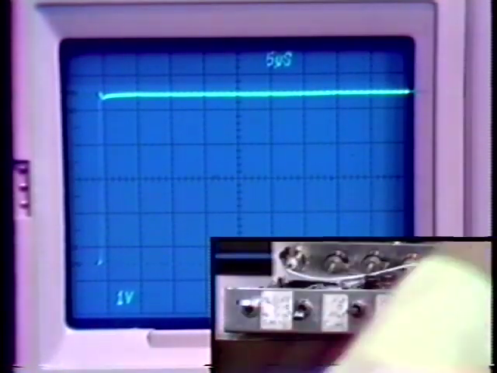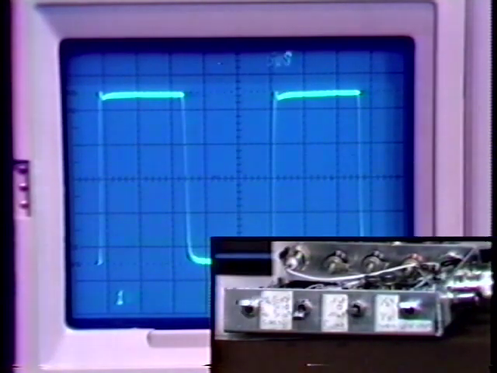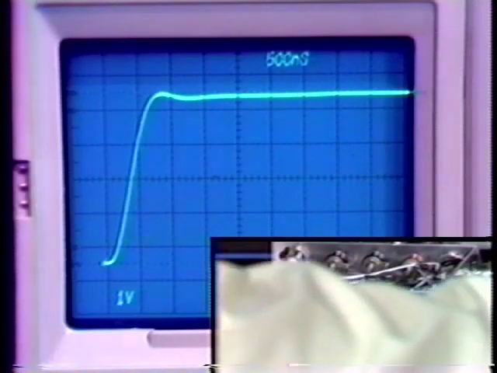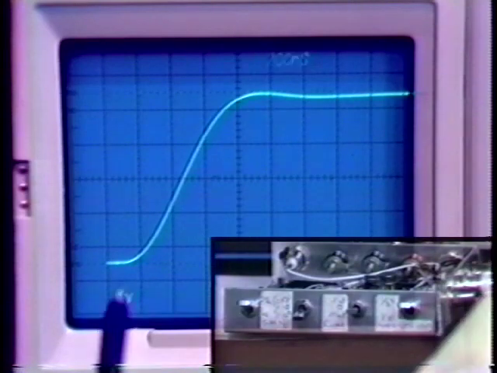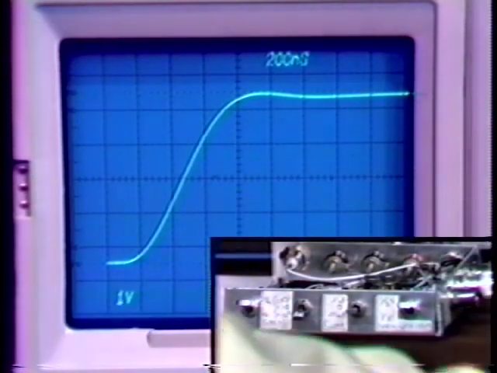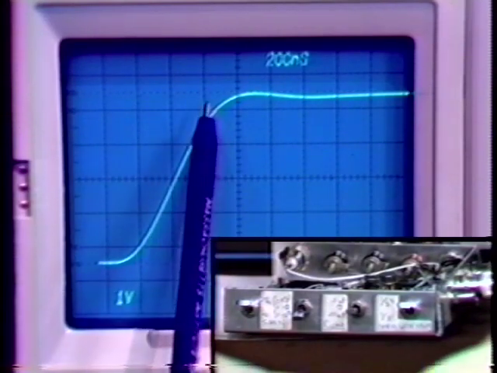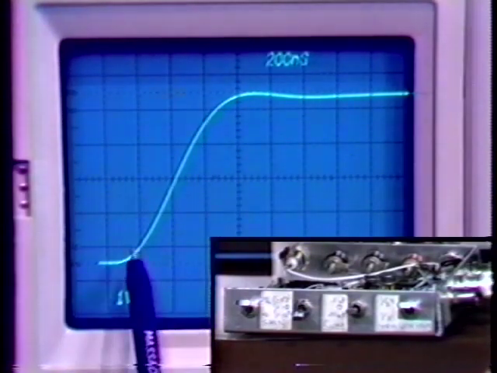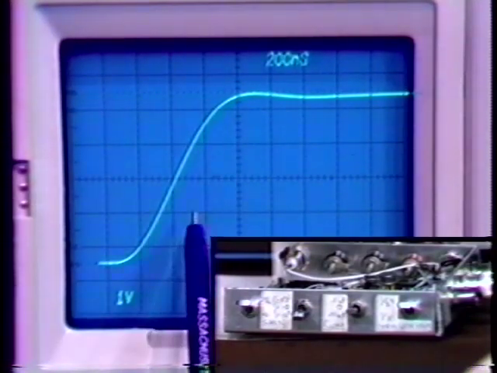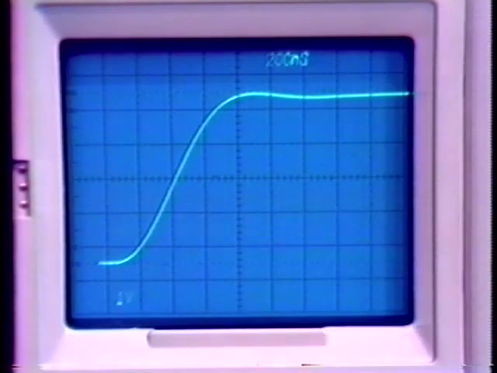And we get that sort of a response, much faster. Notice very nearly vertical rise on this kind of a time scale. We can now speed up the generator once again, look at the response in detail. And again, our 10 to 90% rise time, we're now back to a time scale of 200 nanoseconds per division. The 10 to 90% rise time is back to about 500 nanoseconds. 1, 2, 2.5 divisions at 200 nanoseconds per division.